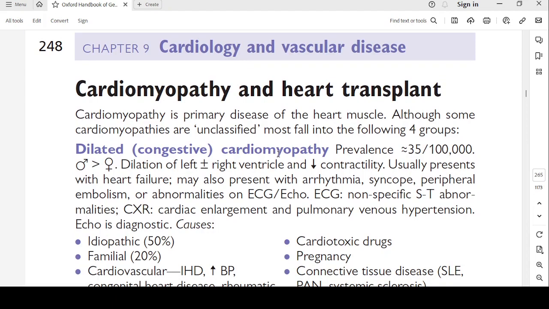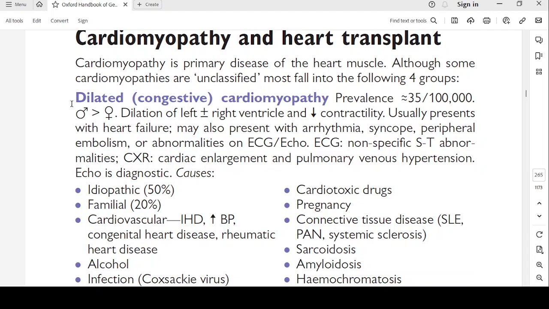Cardiomyopathy and heart transplant. Cardiomyopathy is a primary disease of the heart muscle. Although some cardiomyopathies are unclassified, most fall into the following four groups. So in cardiomyopathy, you have four types. One is dilated or congestive cardiomyopathy. Prevalence is 35 in 1 lakh cases. Male is more predisposed than females.